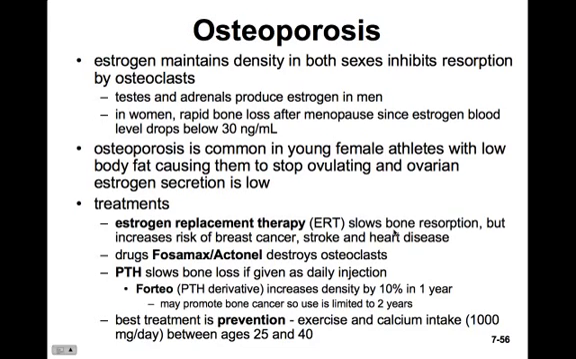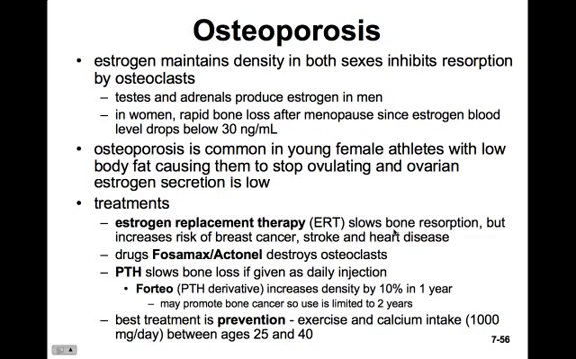There are also a family of drugs that destroy osteoclasts. Fosamax and Actonel are examples of those. Also, you could be injected with parathyroid hormone. If it's given as a daily injection, we've seen it increase the density of bones by 10% in just 1 year. That's a big increase. However, these parathyroid hormone derivatives can also promote bone cancer, so their use has been limited to about 2 years in each patient. The best treatment for osteoporosis, of course, is prevention.